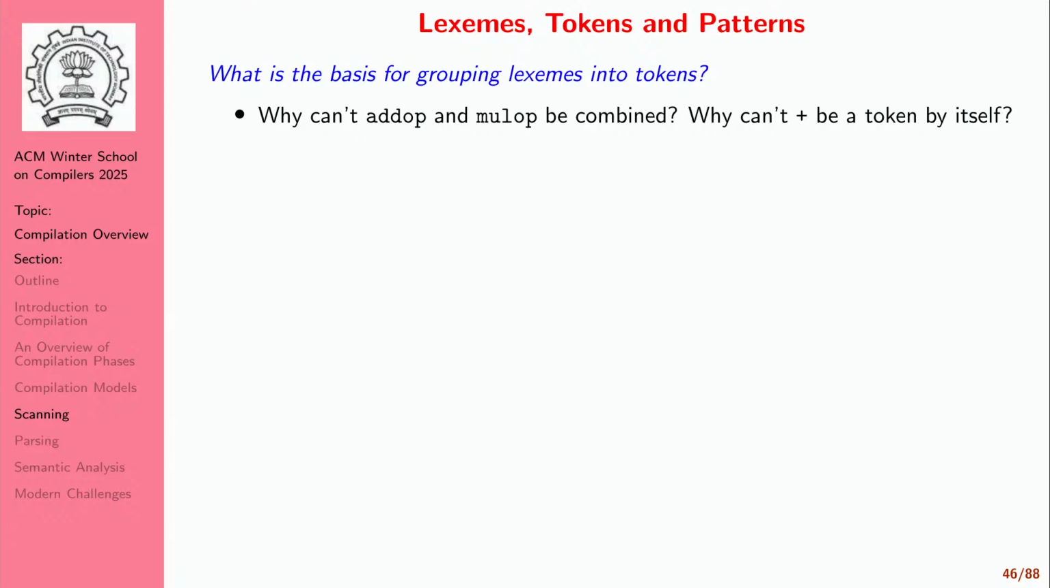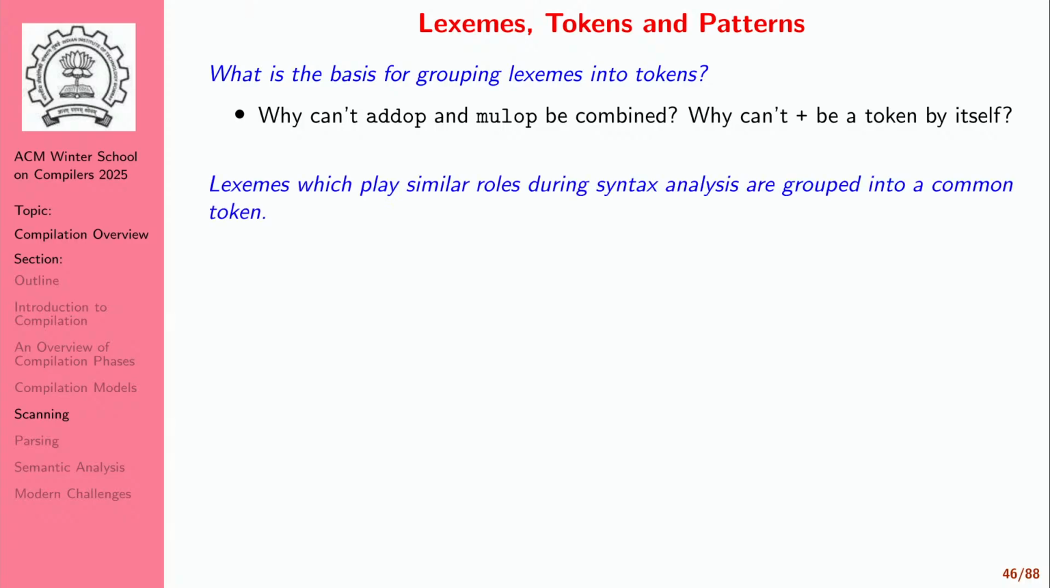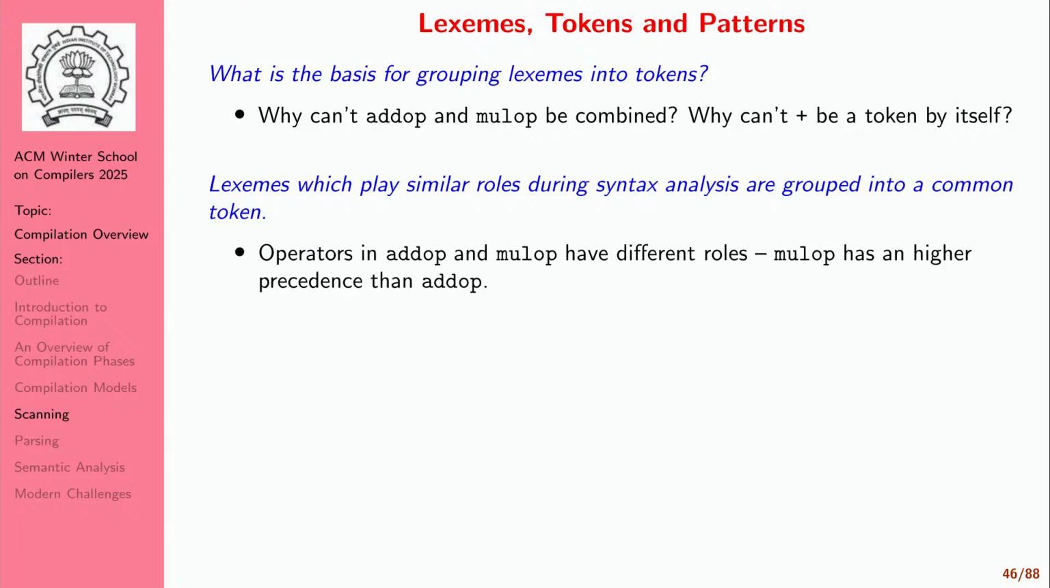I can have plus a token in itself, or I can have plus and minus in one token, and I have star and divide in one token. Why do I want to distinguish between them? Because the precedences are different. In my language, the precedences are different. Okay. So lexemes which play similar role during syntax analysis are often grouped into a common token. Operators add-op and mul-op have different roles. Mul-op has a higher precedence than add-op. So therefore, I would like to have these as separate tokens.